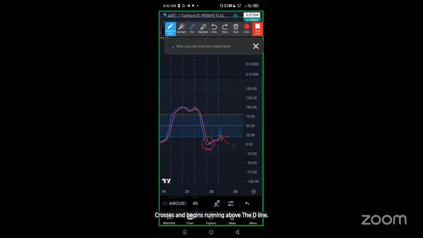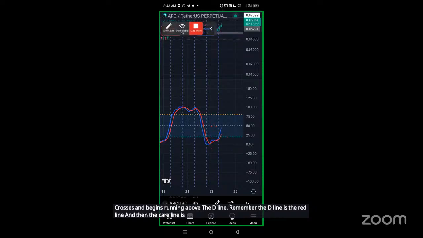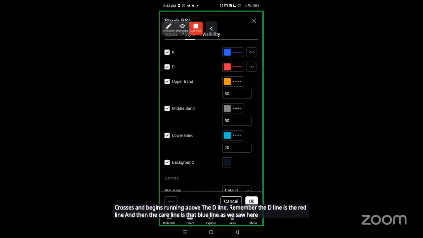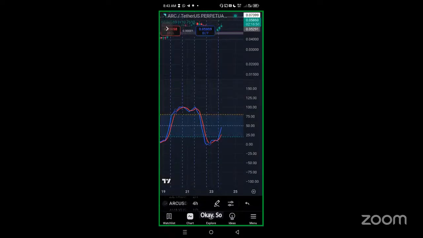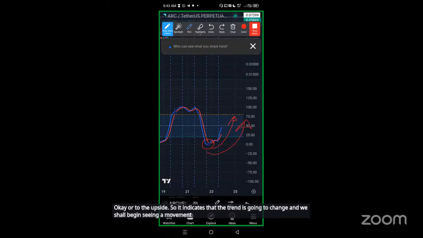Remember, the D line is the red line, and the K line is the blue line, as we saw here. Okay, so in a scenario where the blue line crosses above the red line, it is an indication of a market structure shift to the uptrend, or to the upside. So it indicates that the trend is going to change and we shall begin seeing a movement towards an uptrend.